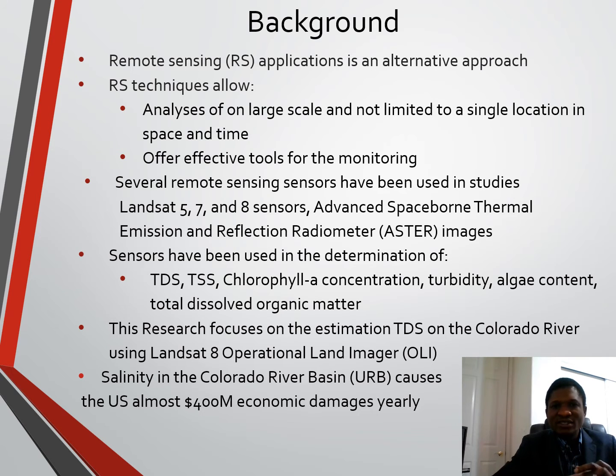Several remote sensing sensors have been used in various studies, including Landsat 5, 7, and 8 sensors, and the Advanced Spaceborne Thermal Emission and Reflection Radiometer, which is ASTER. These sensors have been used in the determination of TDS, TSS, chlorophyll concentration, turbidity, algae content, total dissolved organic matter, and so on. This research, however, focused on the estimation of TDS on the Colorado River using Landsat 8 Operational Land Imager, which is known as Landsat 8 OLI.